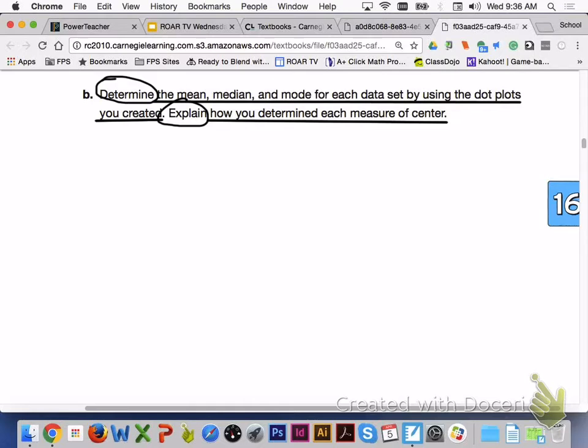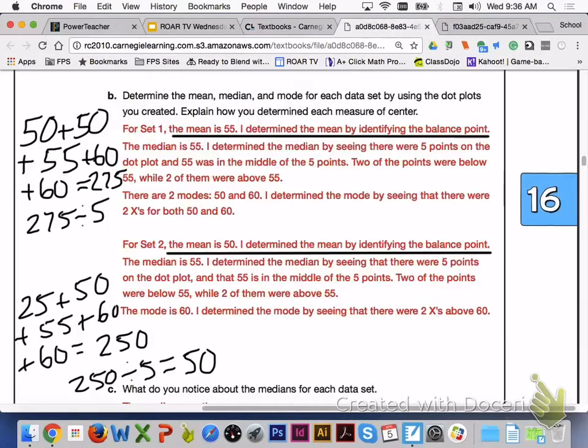Please turn to page 1083, answer letter B with your group members. If we look at letter B, for set 1 the mean is 55, and for set 2 the mean is 50. As far as your explanation, you are determining the mean by identifying the balance point. We remember that the mean is the arithmetic average of the numbers that are in a data set. So in order to calculate the mean, we are going to add all of the values in the data set and divide the sum by the number of values.